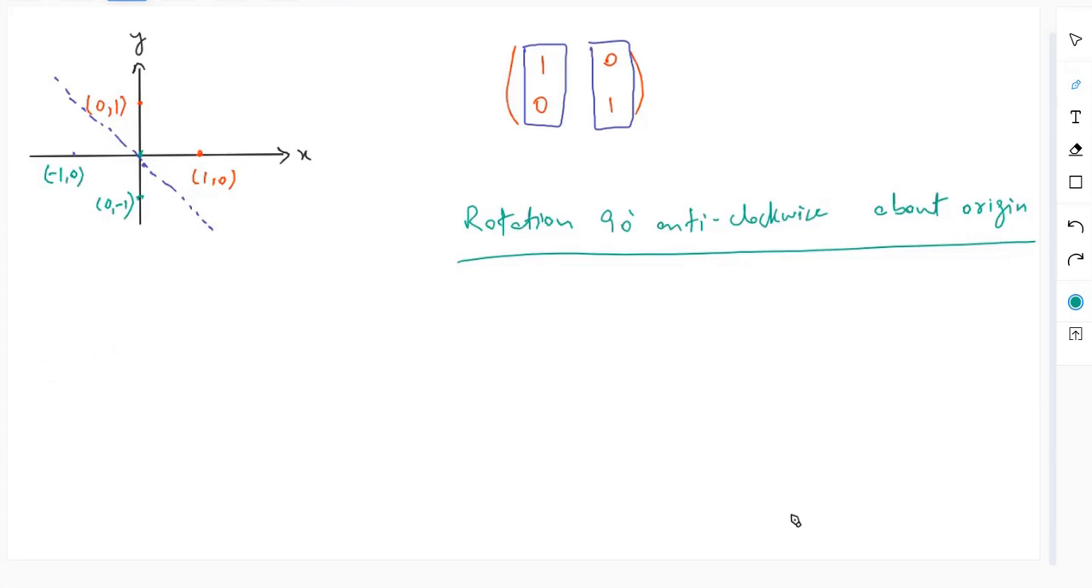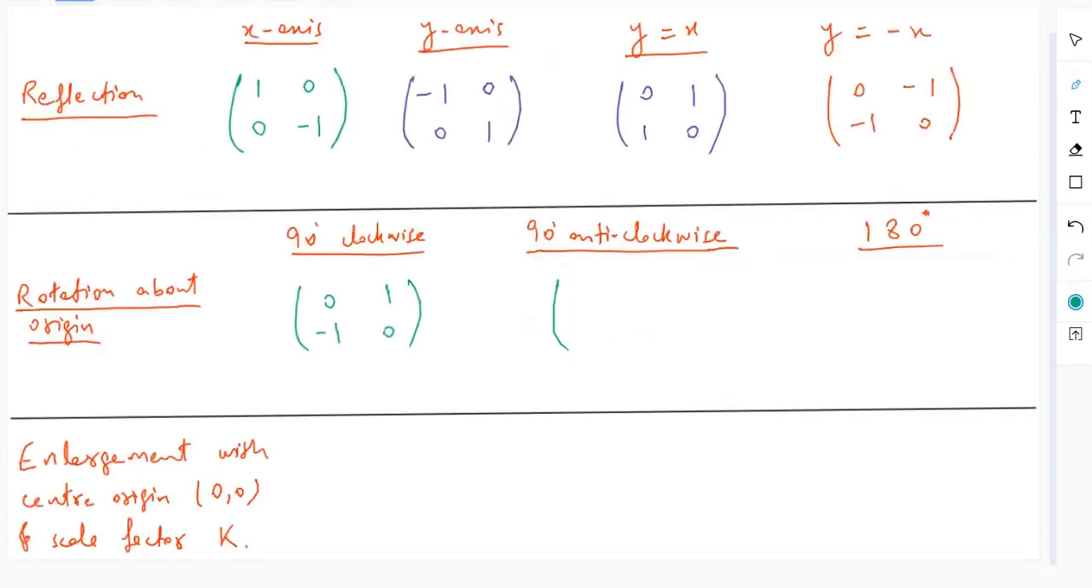So what happens here now? Rotation 90 degrees anti-clockwise about the origin. Origin से start किया, ठीक है? 90 degrees anti-clockwise. So 1 0 point rotate होके कहाँ चला जाएगा? 0 1 पे. We got 0 1 here. 0 1 कहाँ चला जाएगा rotate होके? It goes to minus 1 0, right? So that's minus 1 0 there. So that's your matrix 0 1 minus 1 0. That's for 90 degrees anti-clockwise.